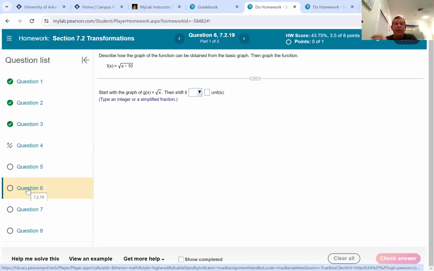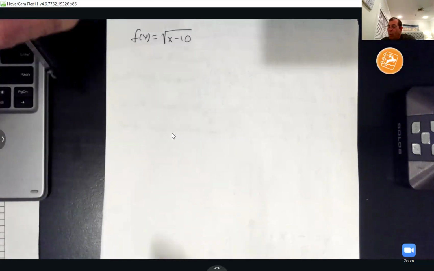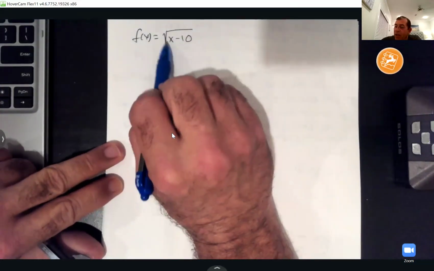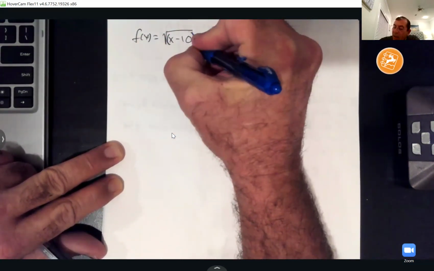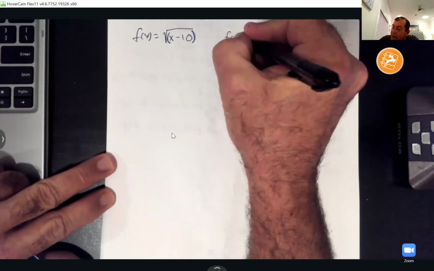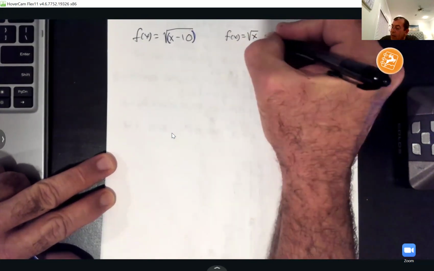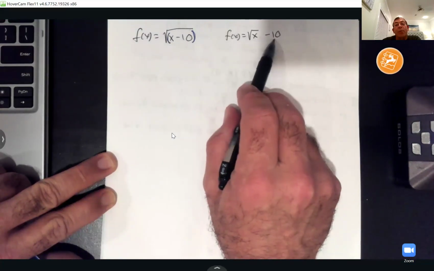This is f of x equals the square root of x minus 10. Now, I want to show y'all something about this problem real quick on these radicals. On these square roots like this, if it's under the square root radical, you would definitely treat it like it was in parentheses, okay? Now, if you had f of x equals square root of x minus 10, if the 10 was not under the radical, then this would be up or down.